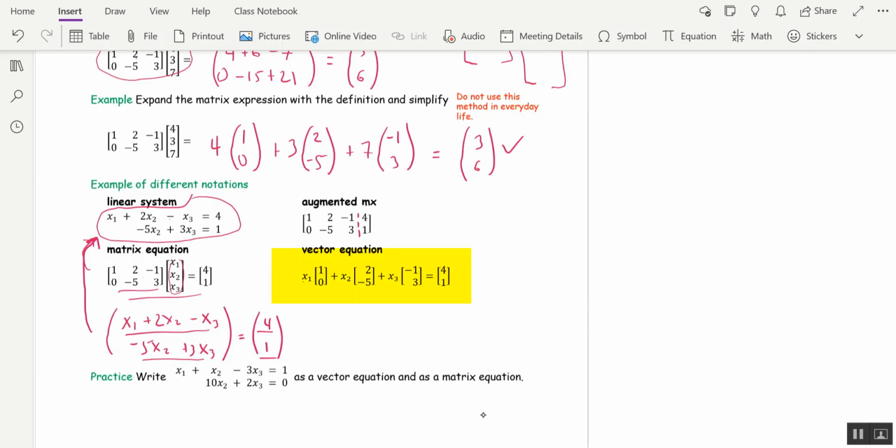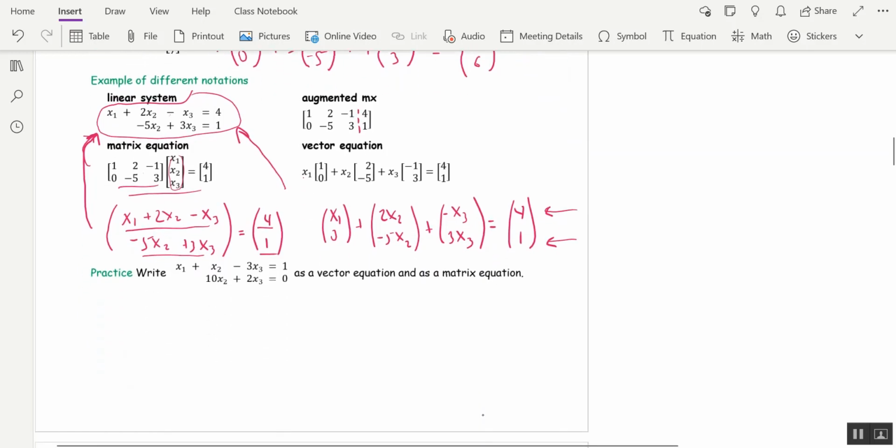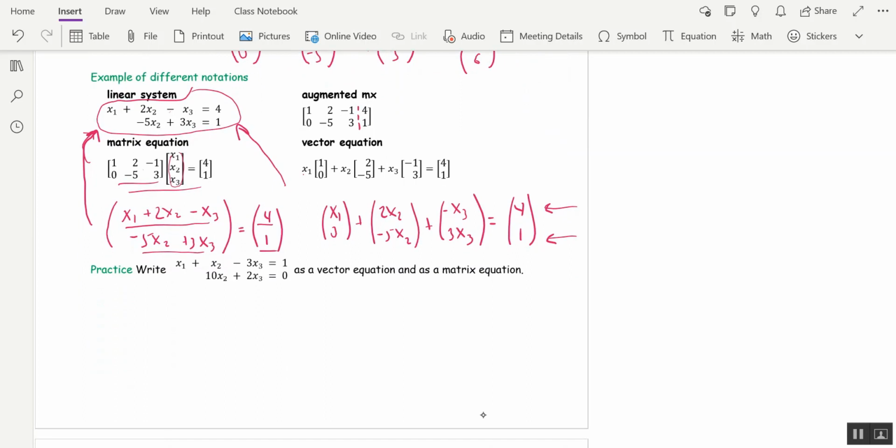Let's look at the vector equation. If I take this x1 and distribute, so I'll get x1, 0, and then I'm going to distribute the x2, 2x2, negative 5x2, and then negative x3, 3x3 equals 4, 1. Again, reading along the top and reading along the bottom gives me these 2 equations for my original linear system. So I suggest you pause the video and write this linear system as a vector equation and as a matrix equation.